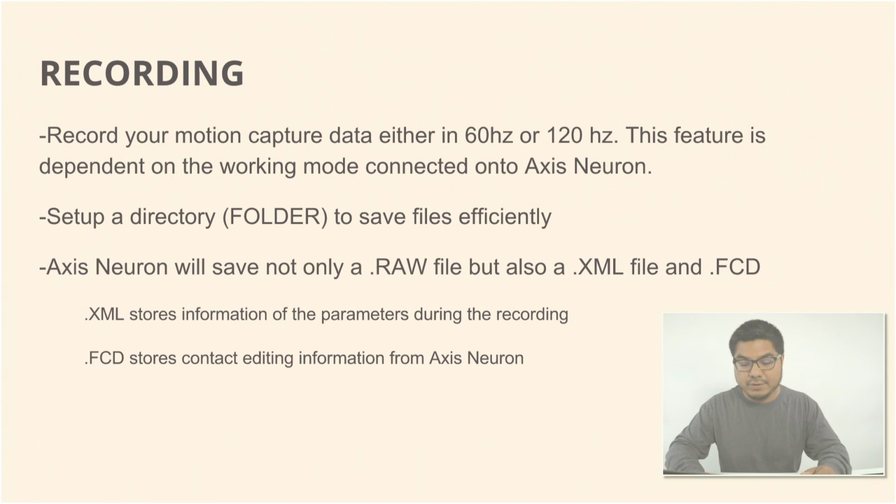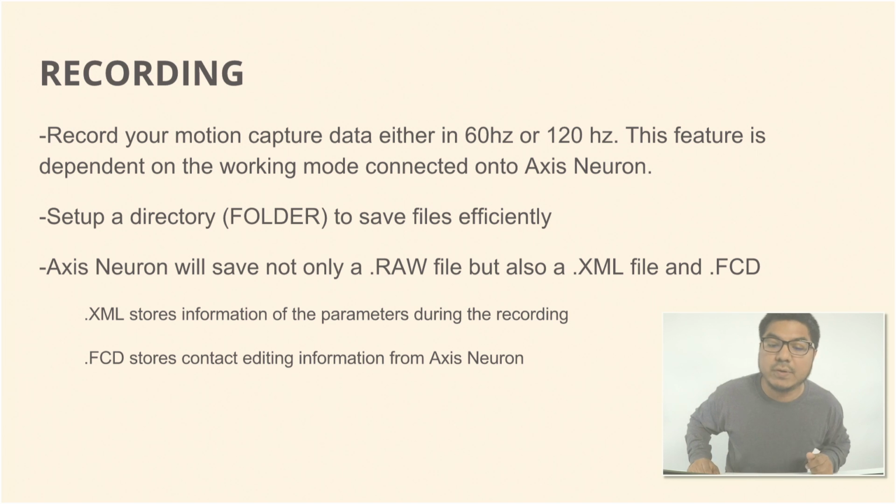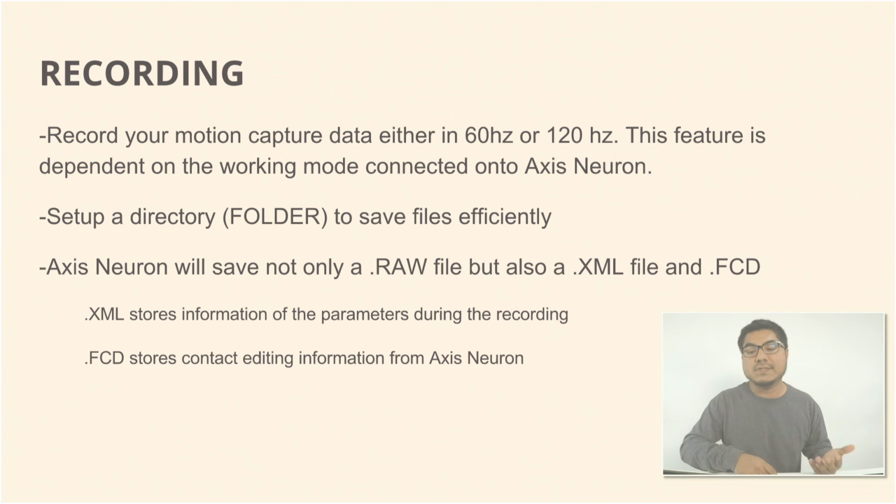So, that's very important. Now, when you're recording motion, you have two options of recording motion data, either at 60 hertz or 120 hertz. This feature is dependent on the working mode connected onto Axis Neuron. We spoke about working modes, there's a video out there. Axis Neuron can record 60 hertz to 120 hertz. It all depends on what working mode you have. If you have 17 sensors or below, it's going to be 120 hertz. If you're doing 18 sensors and above, it's going to be 60 hertz. That's the way that the system works, how it reads that information.